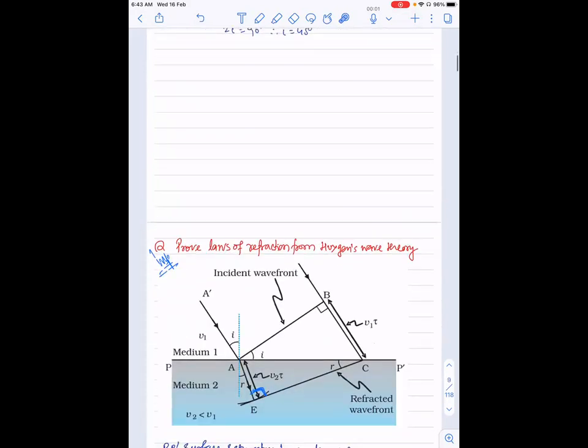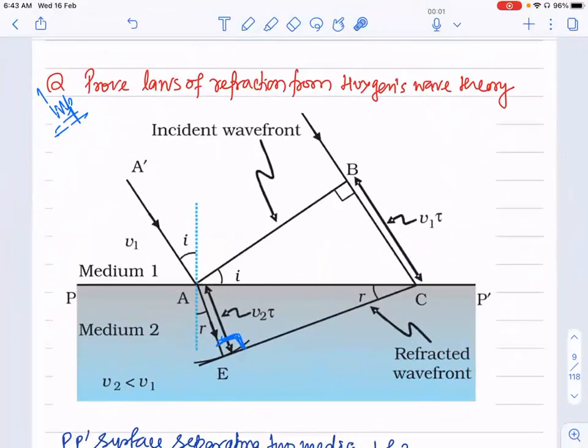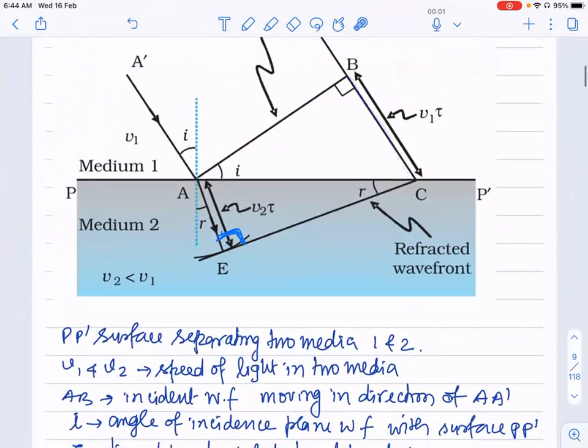लॉ ऑफ रिफ्रैक्शन कैसे प्रूव करेंगे देखो, इसमें दिस इज द इंसिडेंट वेवफ्रंट, स्पीड इन दिस मीडियम इज v1, तो ये डिस्टेंस b, लेट टाइम taken from B to C is tau, distance BC will be speed into time, and in same time interval distance AE, it will cover distance AE, which will be equal to V2 into tau. Speed is V2 here, which is less in fact.